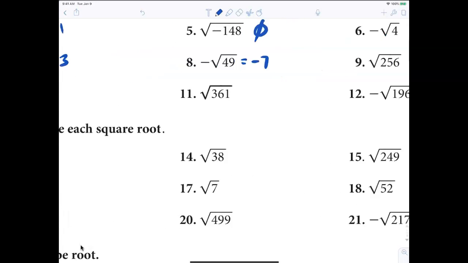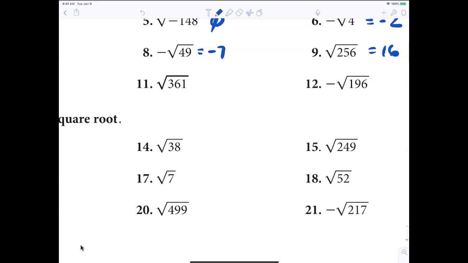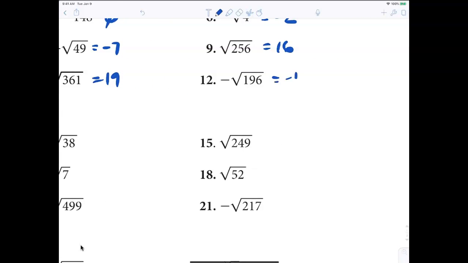So here we go. Square root of 500. Well, it can't be 22. 23. Square root of 324, 18. Square root of 361. 19. And the square root of negative 196. Good job, guys. Hopefully you were not using your calculator for that.